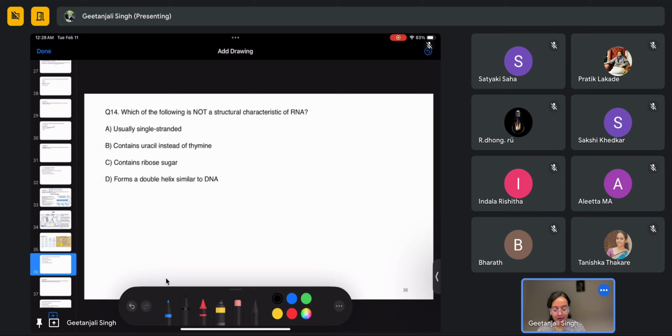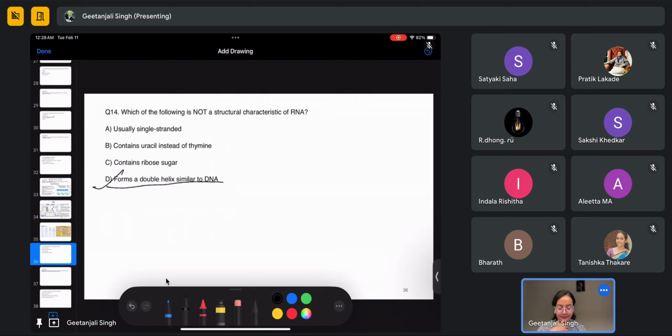So we just discussed the secondary structure of RNA is single stranded, and it does contain uracil instead of thymine and has ribose sugar as its main sugar, instead of deoxyribose, which is present in DNA. And no, it does not form a double helix structure, it's single stranded. So D is the correct answer. Good. Perfect.